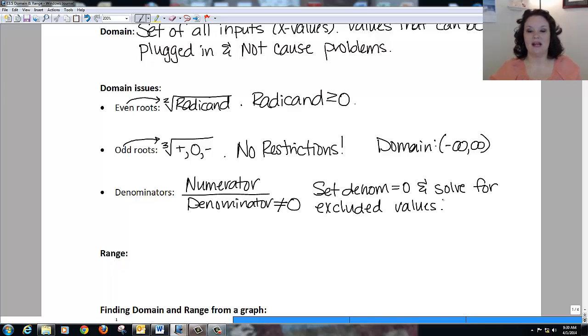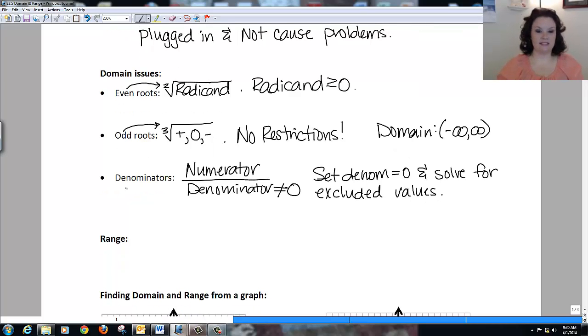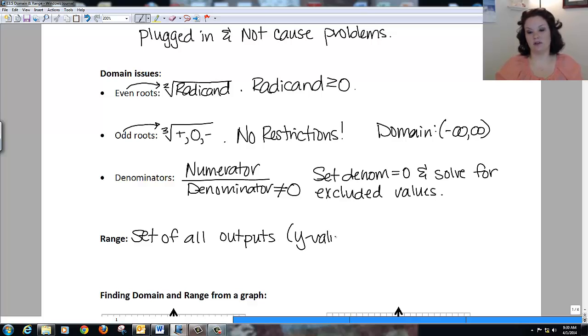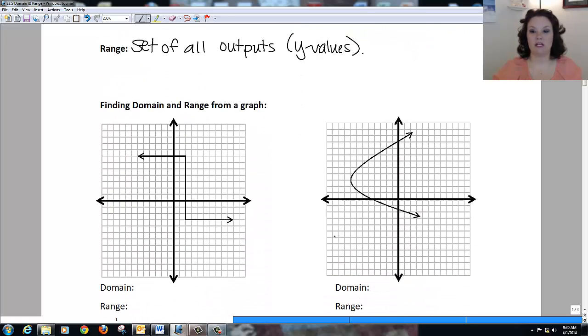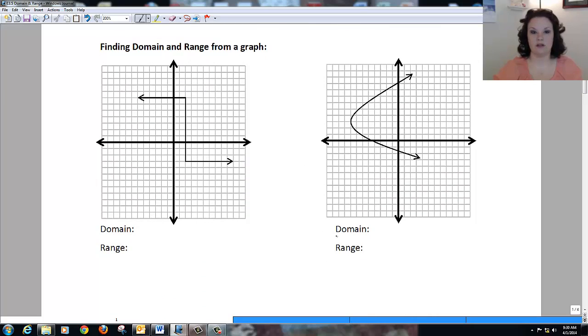Okay. All right, and then our range is the set of all outputs. Okay, or in other words, our y values. So when we plug in all of our inputs that don't cause problems, all of our outputs, that set is our range. Okay. All right, so I'm going to look at a few pictures finding domain and range just based off of a graph.